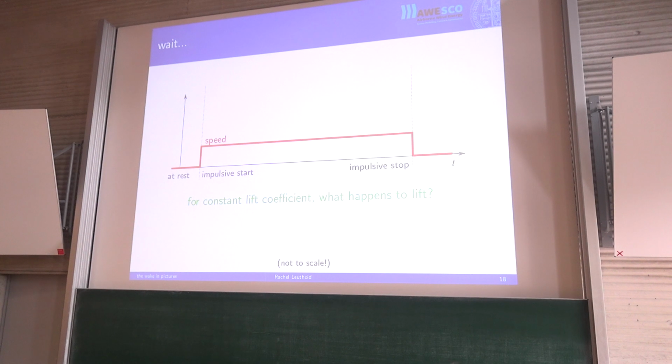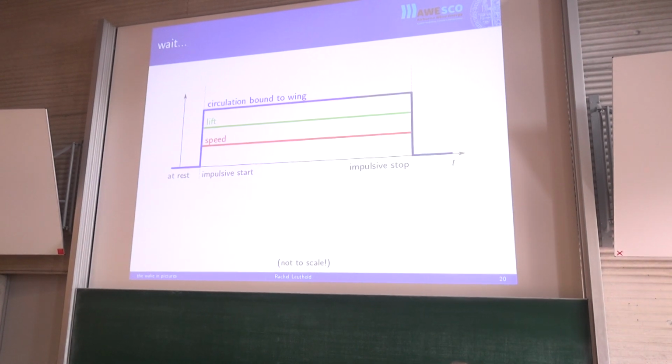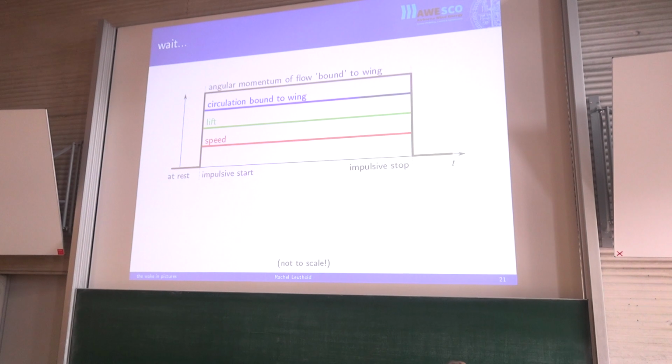If you have a constant lift coefficient, can I ask you guys, what happens to the lift in this particular sketch? Yeah, exactly. You have a unit step up of the lift and then a unit step down exactly at the impulsive start and the impulsive stop. Take my word for it, you'll see it a bit later: the circulation is proportional to the lift, so we have the exact same unit start and unit stop of the circulation. And we have to remember that circulation implies this circulating motion, which implies there's angular momentum in the flow directly around the wing.